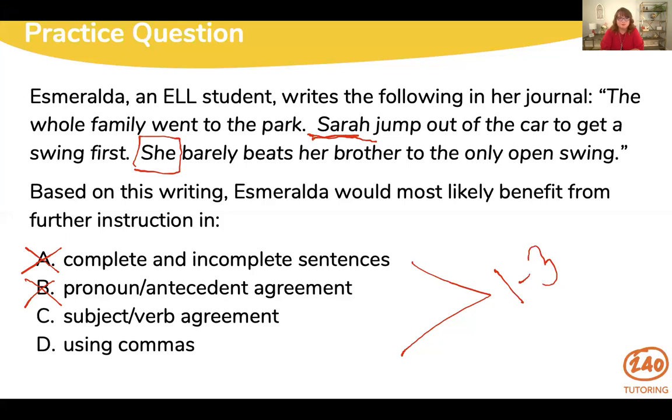Subject-verb agreement. The whole family went to the park. Whole family went, that works. Sarah jumped out of the car to get to the swing first. Well, Sarah is singular. So if you watched video number 1, you know that jump would need an S on the end. Sarah jumps out of the car. So we do have a problem with subject-verb agreement. Let's check this last one, using commas. None of these sentences require a comma, so no evidence here that she needs further instruction in using commas.